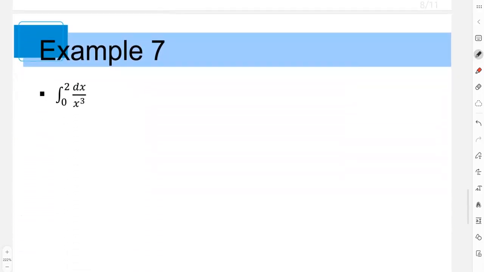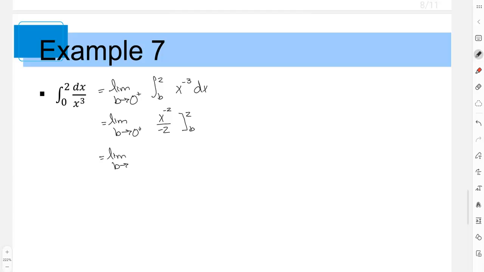Let's look at another example. Let's say we want to integrate from 0 to 2 dx over x cubed. Our discontinuity is again happening at 0. We're coming in at 0 from the right. I would rewrite this as x to the negative 3. So this would be x to the negative 2 over negative 2, evaluated from b to 2.